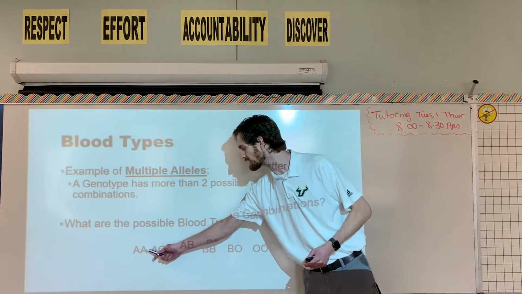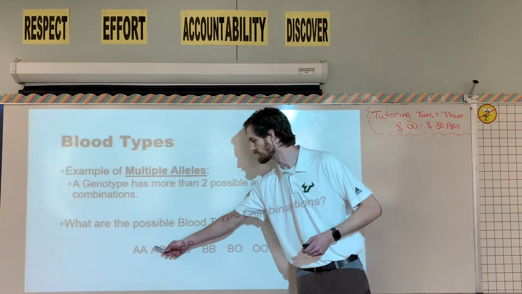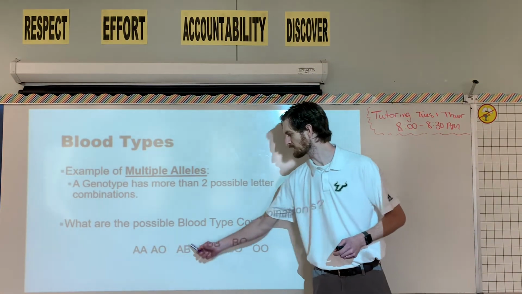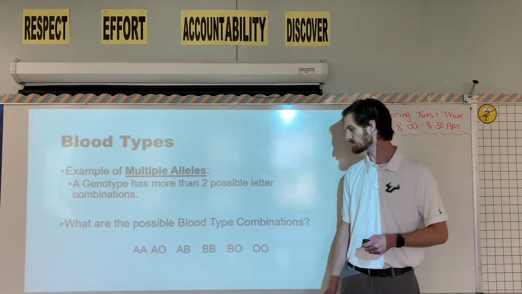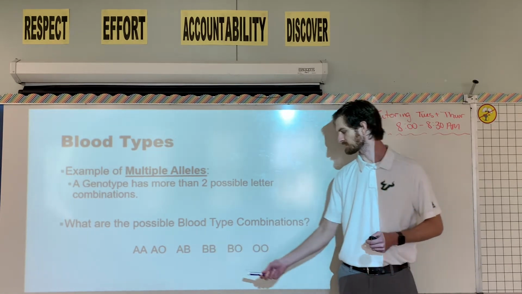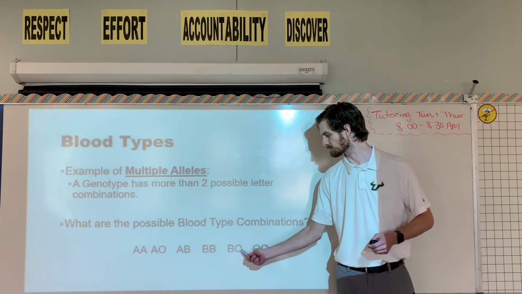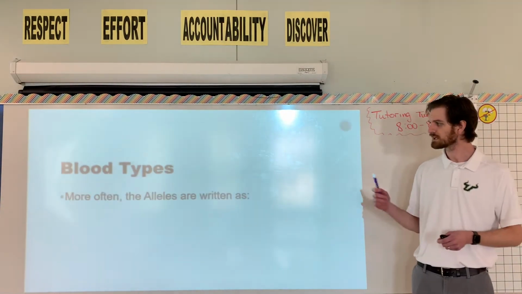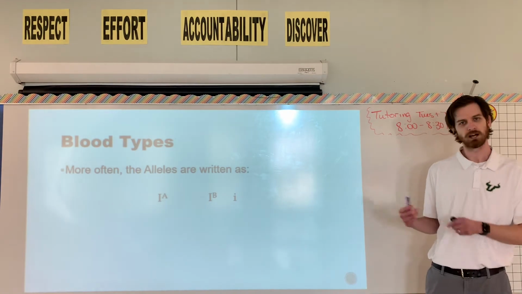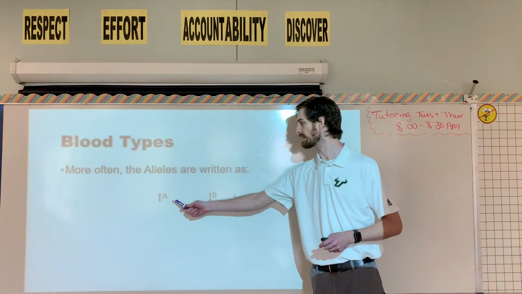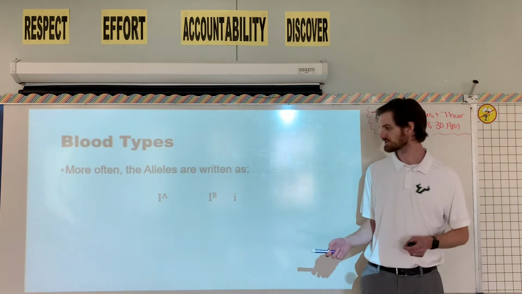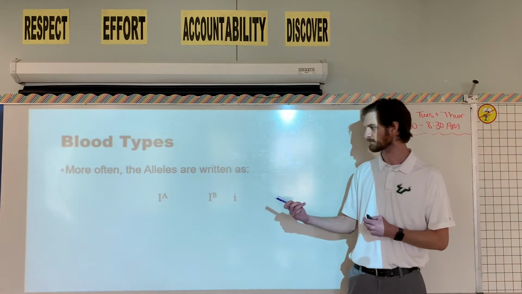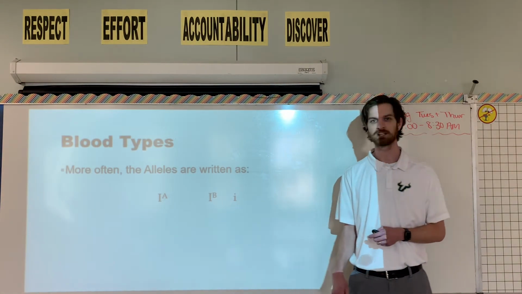You could have 2 A's together, like a homozygous A group. You could have a heterozygous for A. You could have a codominant AB situation. You can have a homozygous for blood type B, heterozygous for blood type B, and then homozygous for blood type O. And more often we write the blood types as this, so you might see this on tests or quiz questions. And why this one is important is it shows you which one's dominant and which one's recessive.